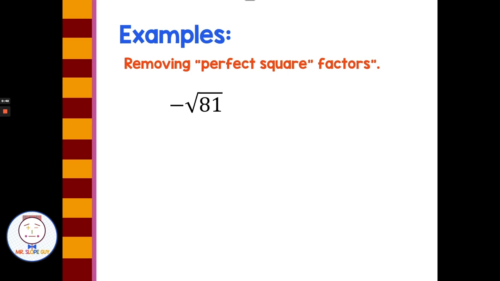If we start with negative the square root of 81, well, 81 is one of those perfect square factors. The square root of 81 is 9, and the negative sign in front of the number will make it negative 9. What if we had the square root of 32?